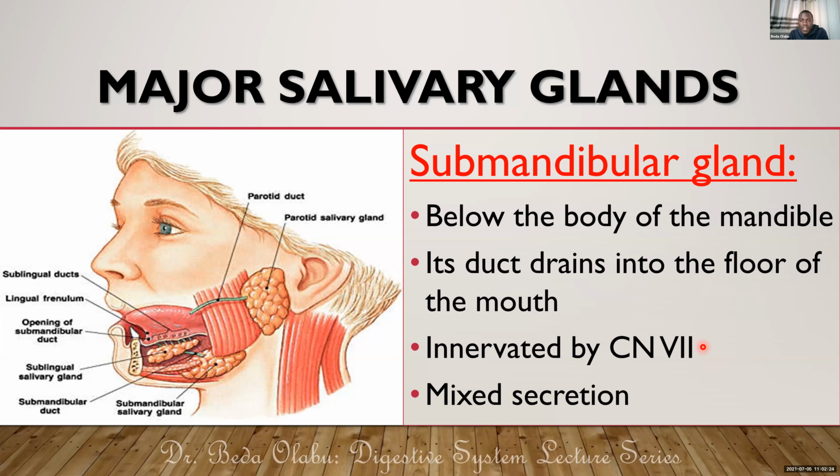And the submandibular gland has mixed saliva. The saliva has a mixture of both serous and mucoid, perhaps at a near 50-50 relationship. It's not necessarily 50-50. It could be 40-60 in terms of the proportion of what is mucus and what is serous.